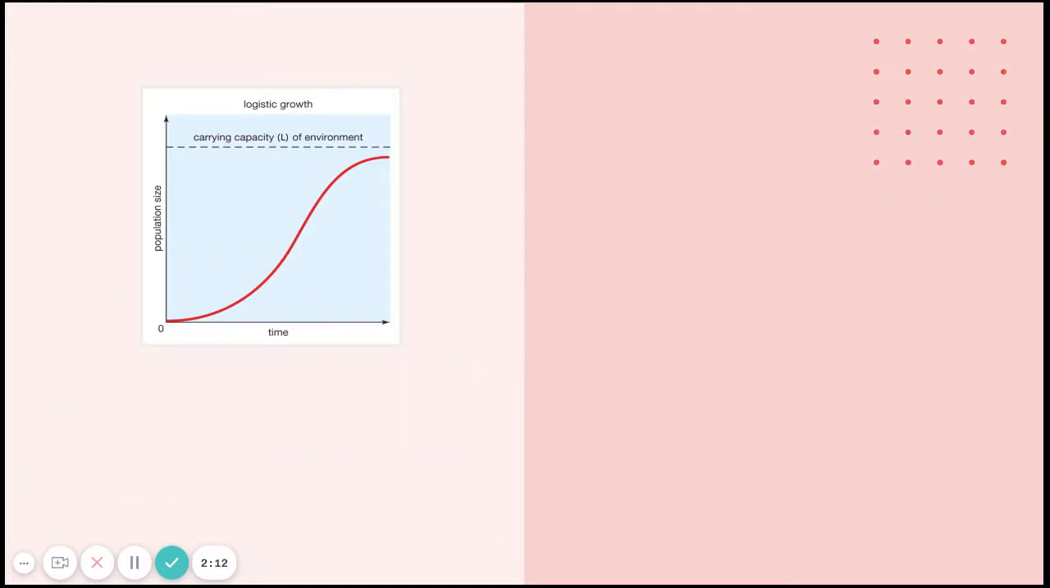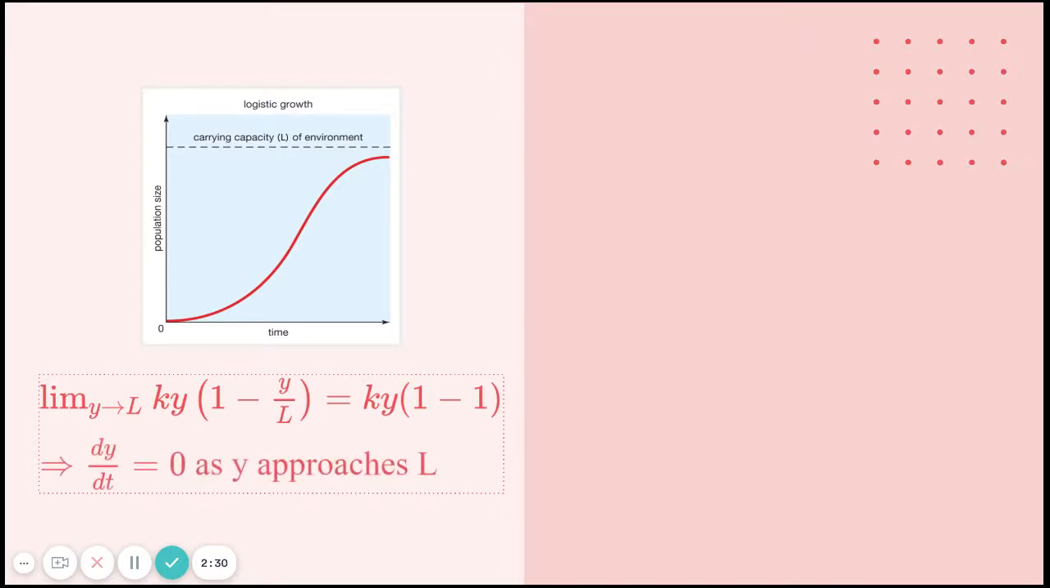Next, we're going to take a look at the limits of dy/dt as y approaches L. In this case, y over L would be really close to 1, so 1 minus y over L is close to 0. That leaves us with ky times 0, which means that dy/dt equals 0 as y approaches L. So when the population y gets larger, dy/dt decreases until it is equal or close to 0.